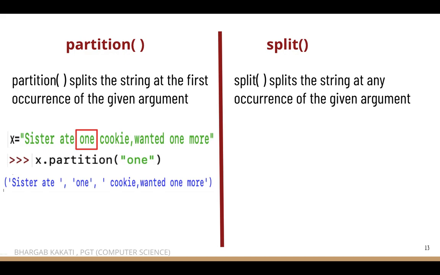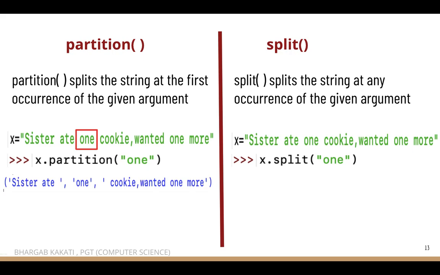On the other hand, split splits the string at any occurrence of the given argument. It does not matter whether it is the first occurrence or second occurrence. Wherever that substring occurs, splitting will happen. For example, x equals "sister ate 1 cookie, wanted 1 more". If I write x.split(1), wherever 1 is present, the string will be split. Before 1 we have "sister ate", then the second element is "cookie, wanted", and after another 1 we have "more", which is part of the output.